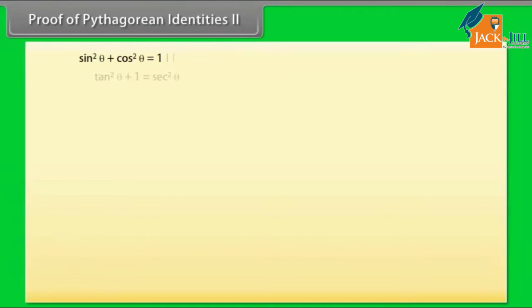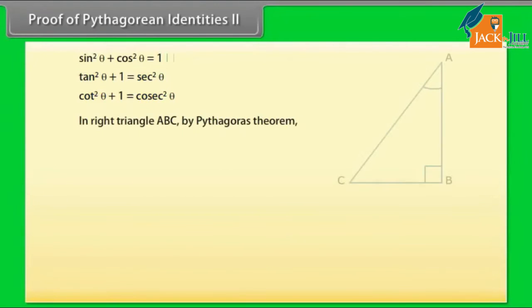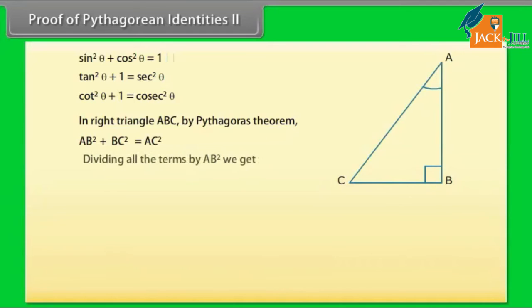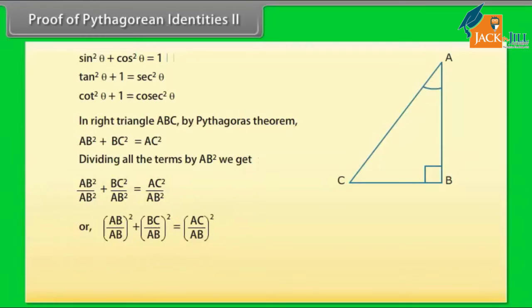Proof of Pythagorean identities 2. Similarly, we will prove these two identities. In right triangle ABC, by Pythagoras theorem, AB square plus BC square is equal to AC square. Dividing all the terms by AB square, we can write it as AB upon AB whole square plus BC upon AB whole square equal to AC upon AB whole square. That is, 1 plus tan square A is equal to sec square A. This is true for all A such that 0 degree is smaller than or equal to A, which is smaller than 90 degree.